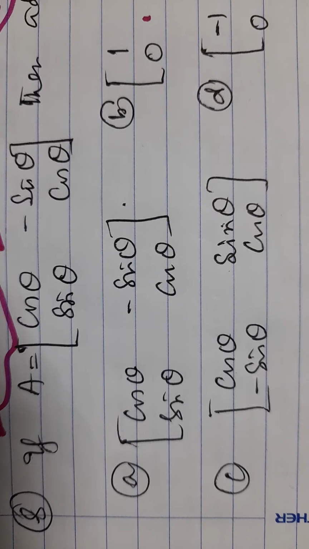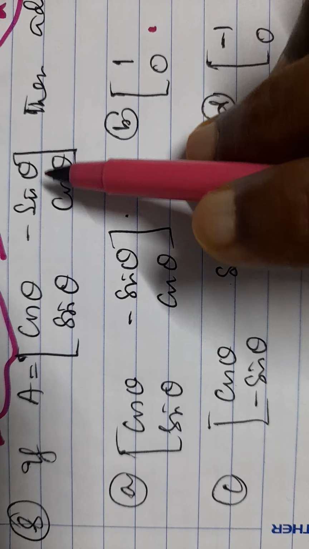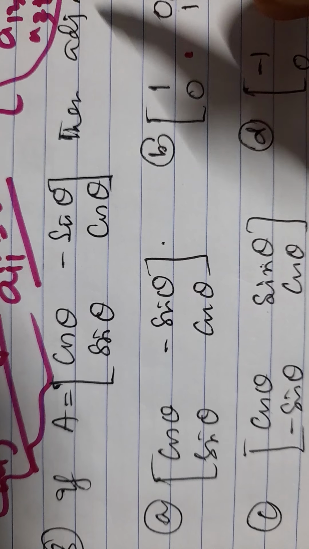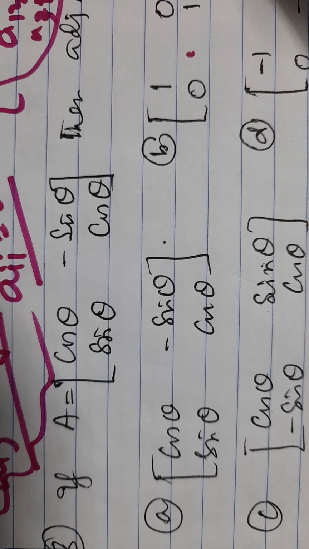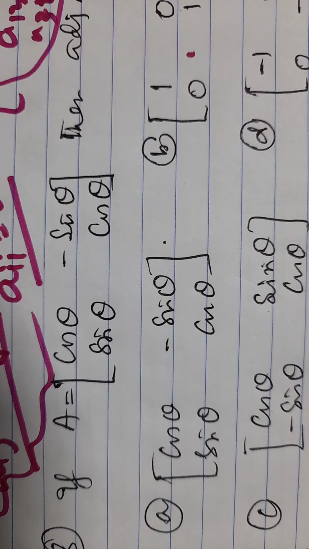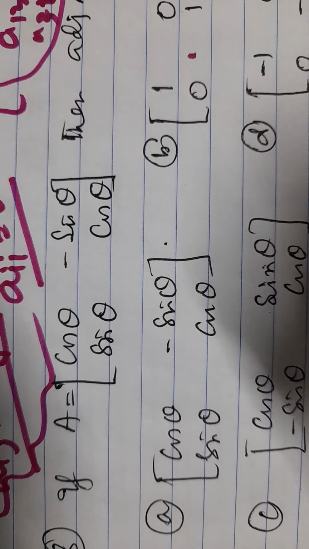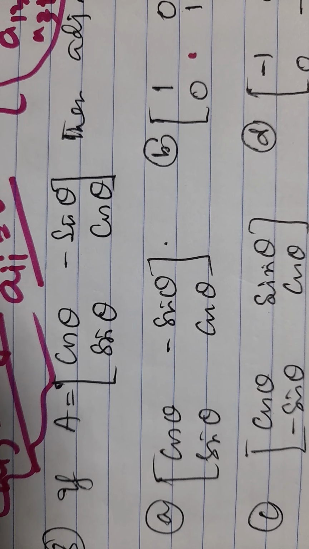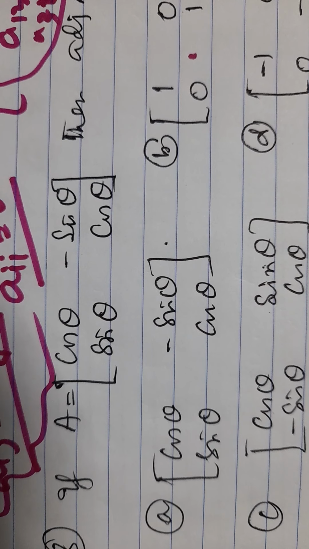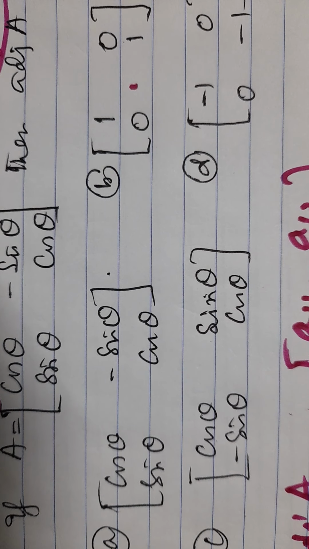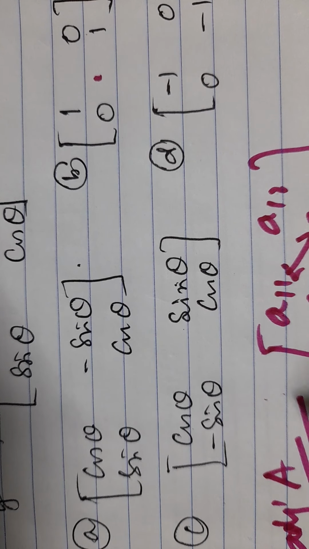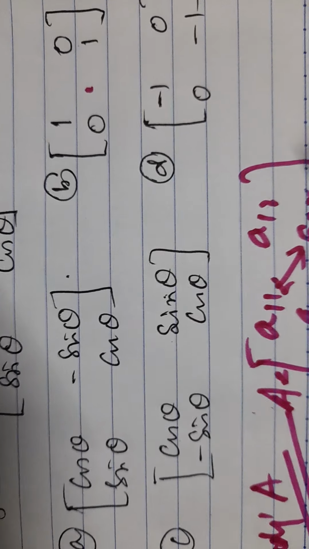If A is equal to cos theta, minus sin theta, sin theta, cos theta, then find the adjoint of A. In the case of the adjoint of a two-by-two matrix, what do we have to do? For a matrix of order 2, with A11, A12, A21, A22, we just interchange the principal diagonal elements. So if matrix A is this, adjoint A will have A22 and A11 interchanged.